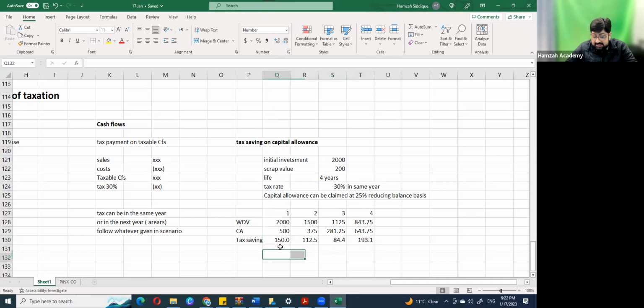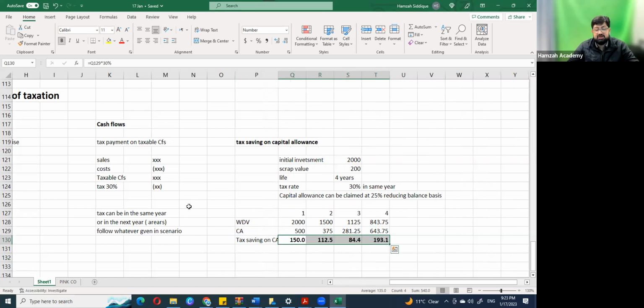Simple is that, because tax is in the same year. If tax is in arrears, then it would have been starting from here to here. If they, for example, say it is in arrears, then it would have been like this. Right now it is in the same year. So this is how adjustment is done. This is the cash inflow, tax saved. It is a cash inflow.